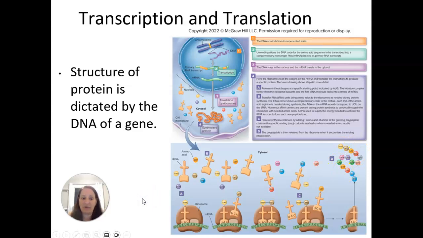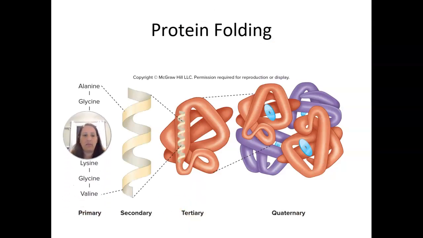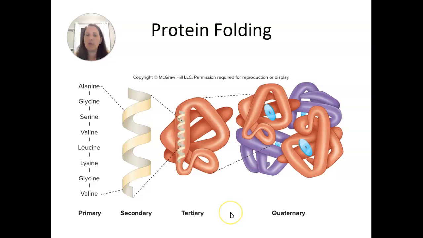So again, a very fast run through. So protein folding. This is an important part. Form equals function. And so the final 3-dimensional shape of a polypeptide is really important so that that polypeptide can do its actual job.